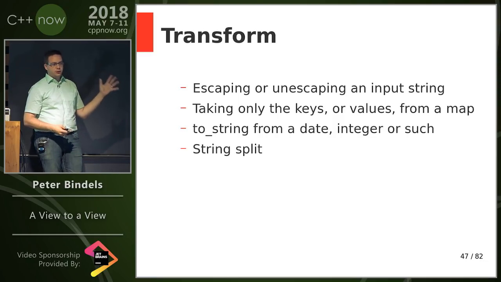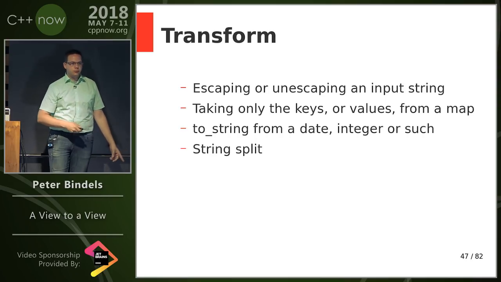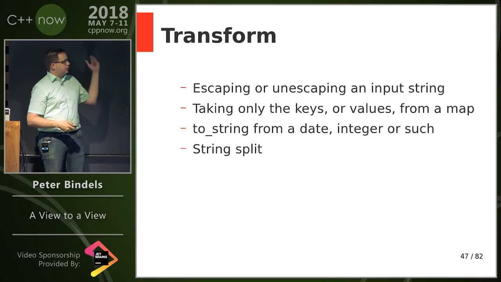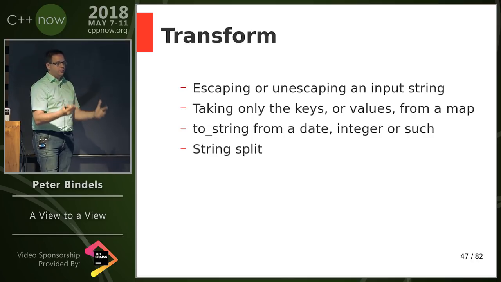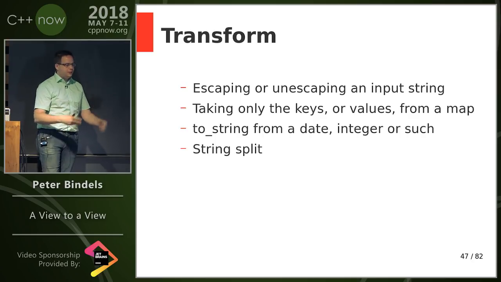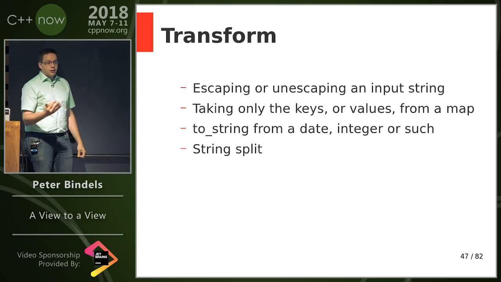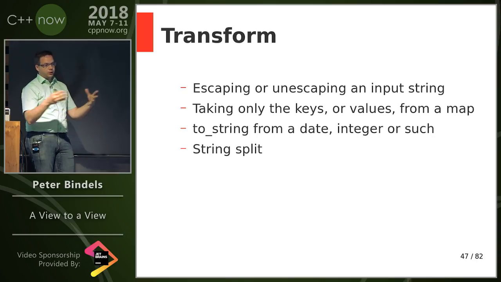I can just take keys or values from a map, which is a really simple view, but it's one that makes your code a whole lot more readable. I can take a to-string from a date as a string view, which means that I'm not creating temporary strings to do that. I'm just creating a string view object representing the action of doing that. And I can split a string, making parts out of it, and make those iterable without any copies.